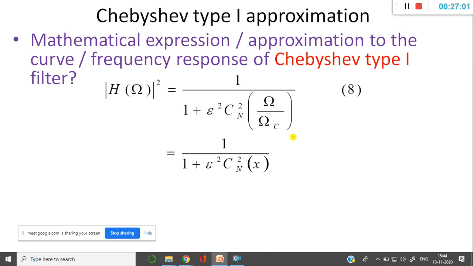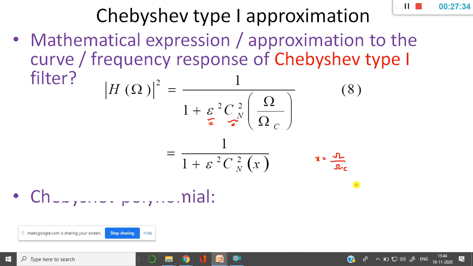So here, looking into the previous method, that is the Butterworth method, epsilon square and Cn square are the two more terminologies that are going to be added here, just to make sure that the sharp monotonic decrement is going to be avoided. Okay, so in turn I rewrite this equation as epsilon square Cn square of x, where x is nothing but omega divided by omega c. That's it.